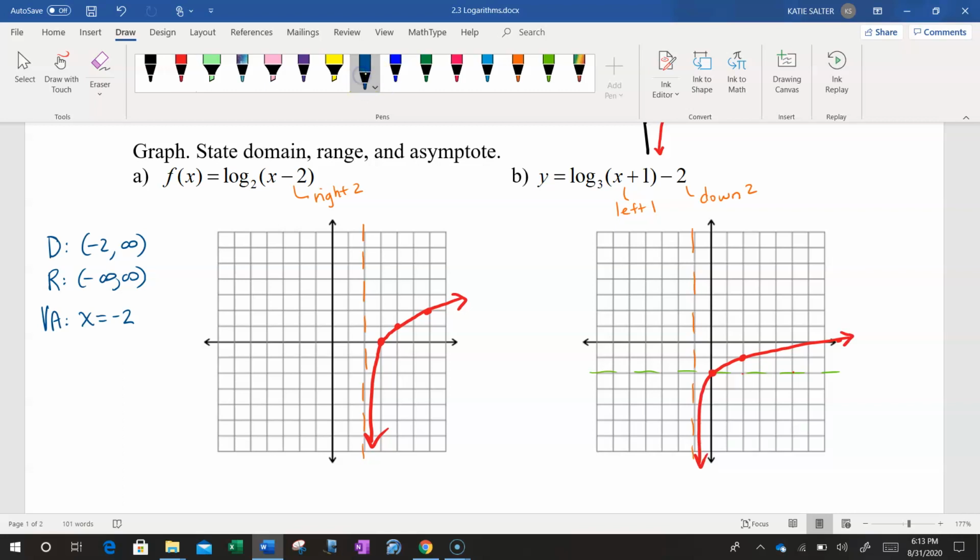So our domain for this one is going to be from negative 1 to infinity. Again, logarithmic functions do not have a domain of all real numbers. Our range is from negative infinity to infinity. And our vertical asymptote is at x equals negative 1.